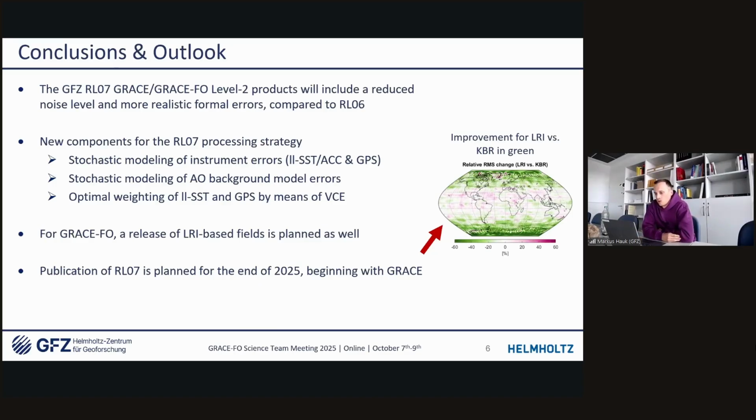So our level 2 products will include a reduced noise level and more realistic formal errors compared to release 6. The new components are the stochastic modeling of instrument errors, the stochastic modeling of AO background model errors, and the optimal weighting of the low-low and high-low SST components by means of variance component estimation. And last but not least, we also plan to release LRI-based fields for GRACE Follow-On, and publication of release 7 is planned for the end of this year.